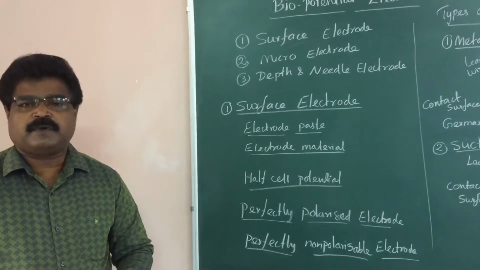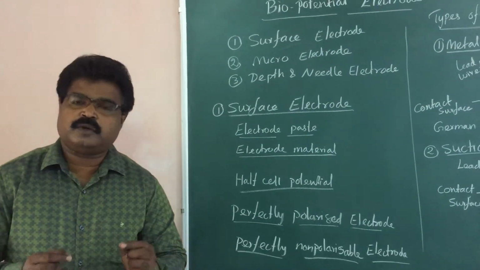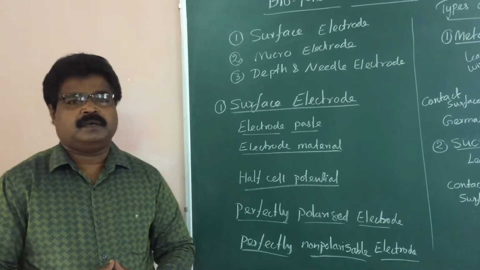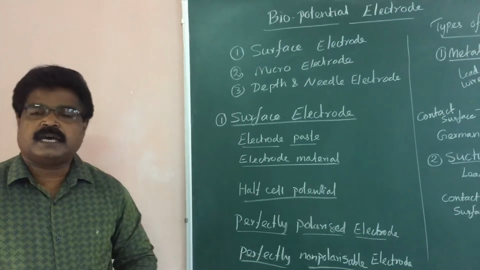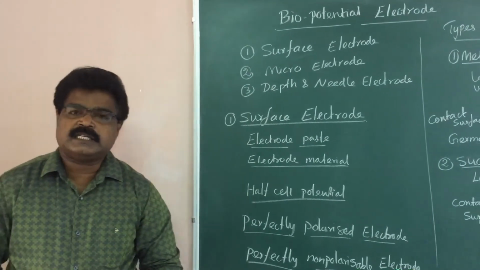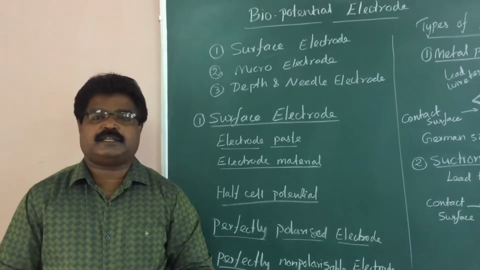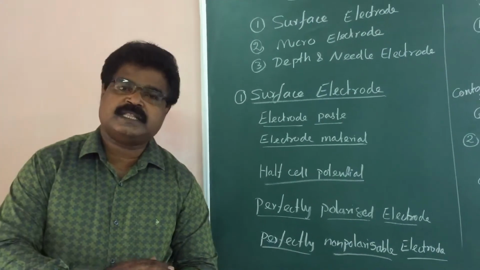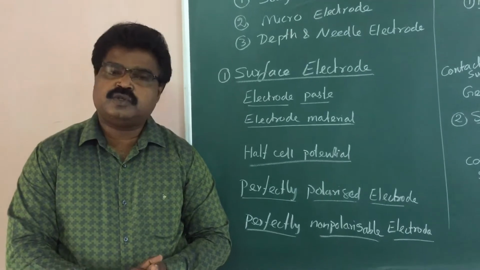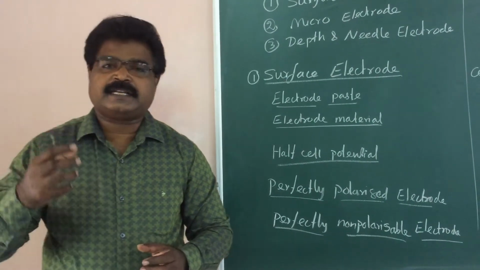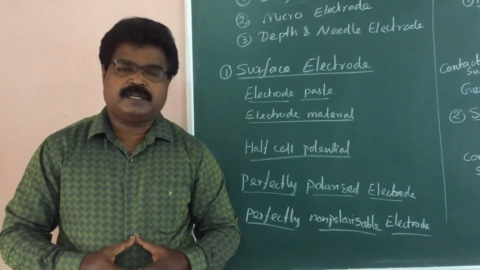There are three types of electrodes. These electrodes are used to pick up the electrical signal from the body. One is the surface electrode, another is the microelectrode, and the third is the depth and needle electrode. The surface electrode is placed over the skin, and it is used to pick up the electrical activity of the heart, the brain, and the muscles.